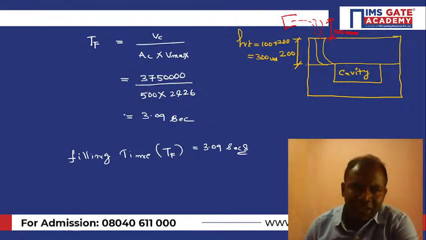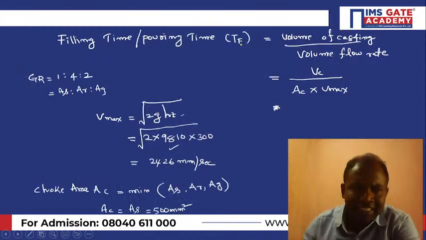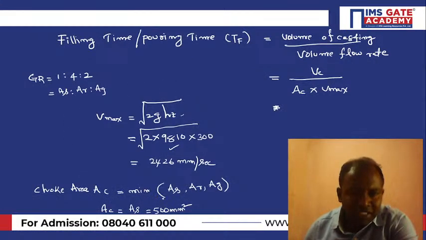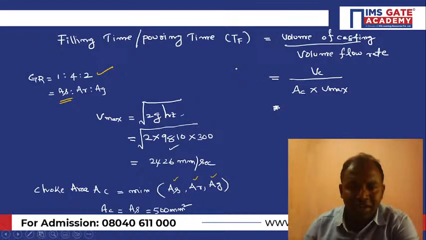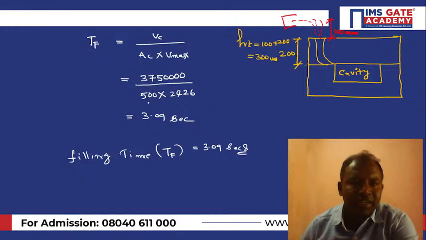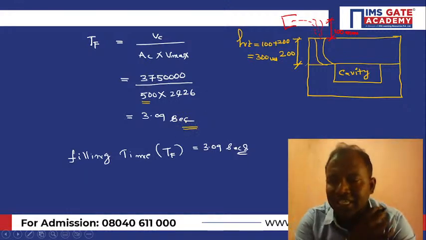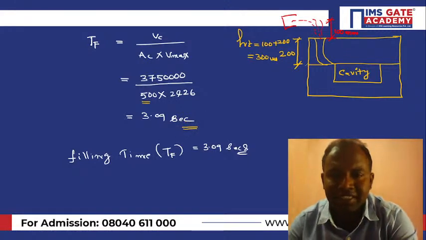Okay, now you are calculating A_C. While you are calculating A_C, choke area, we have to select which one is the minimum among all gating elements. So among all these, by this gating ratio proportion, we come to know that the smallest proportion is the sprue area. That is why we are taking sprue area as the choke area. Then based on that, you have to calculate t. Right, now here I'm taking this choke area into V_max, so that I'll get 0.39 seconds. Hope you understand this. This is a GATE 2 marks question, guys.